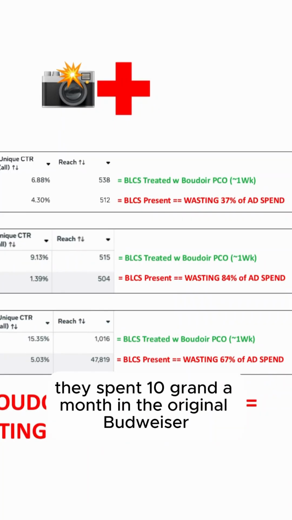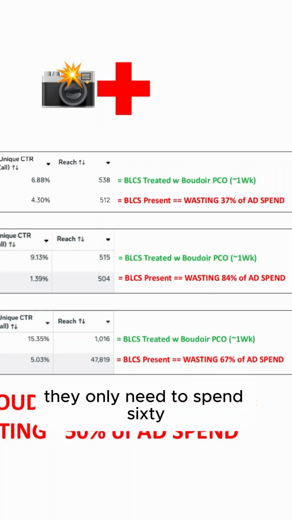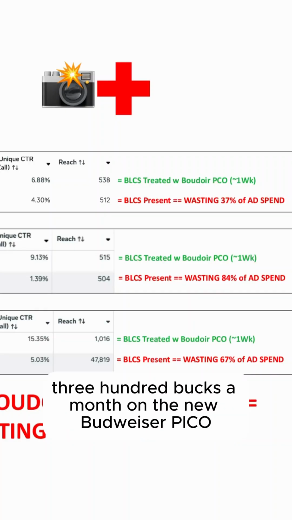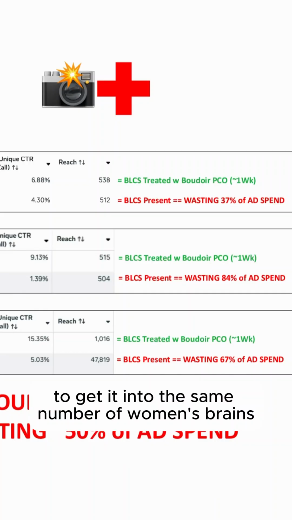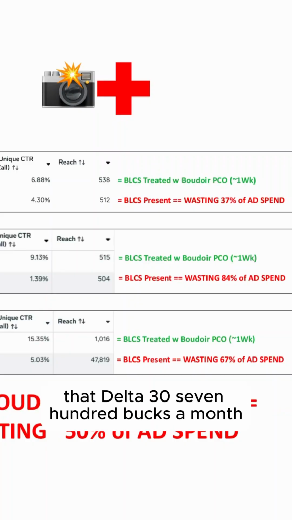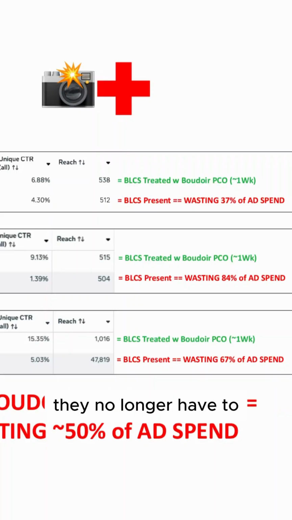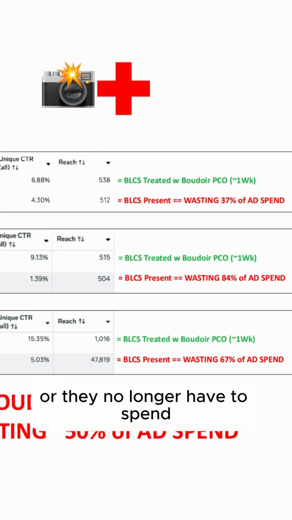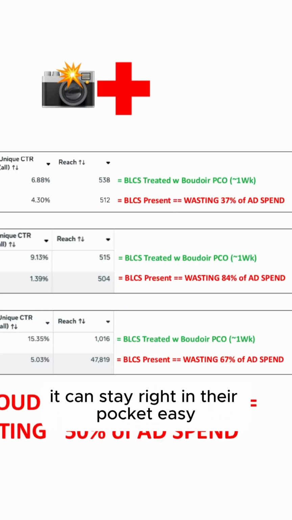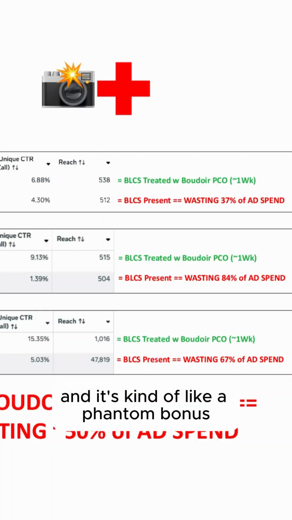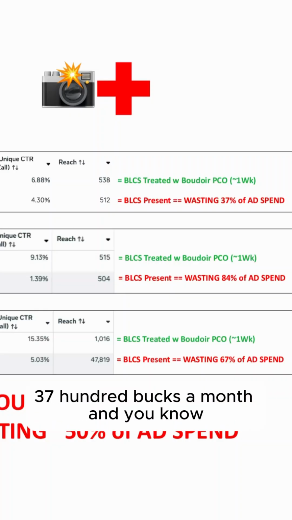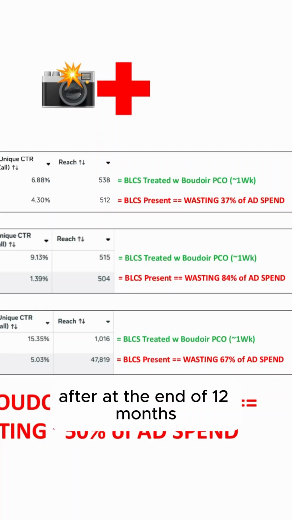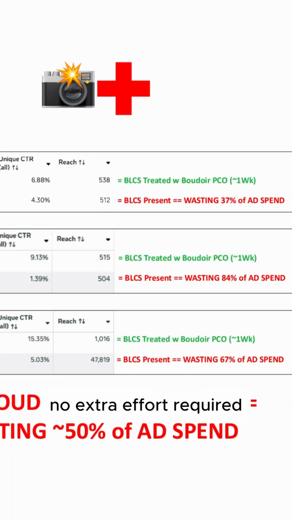So they spent 10 grand a month on the original boudoir Facebook ad. Now they only need to spend $6,300 a month on the new boudoir Pico treated ad to get it into the same number of women's brains, which means that difference, that delta, $3,700 a month, can stay right in their pocket, easy, like a phantom bonus each and every month. A boudoir Pico bonus, $3,700 a month, and at the end of 12 months, it's like 40K back in their pocket, no extra effort required.